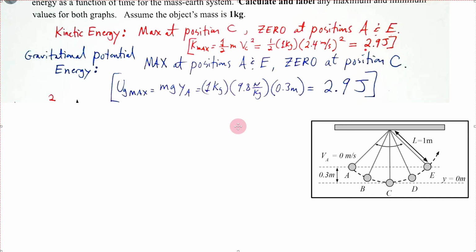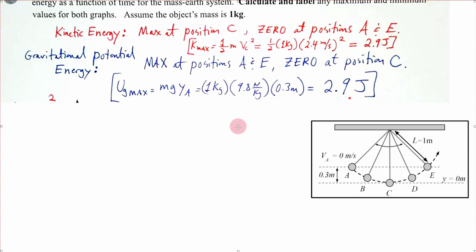Well, what about gravitational potential energy? It's going to be maximum at both positions A and E when the pendulum, or the mass, is the highest above a position 0, and when it's at a height of 0, it has 0 gravitational potential energy. So the value for that maximum gravitational potential energy is equal to mgy at either the height at position A or E. So it's 1 kilogram times gravitational field strength of 9.8 newtons per kilogram times the height of 0.3 meters gives us the total gravitational potential energy of 2.9 joules.